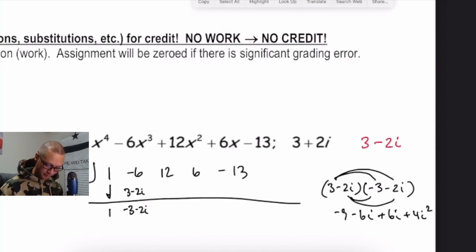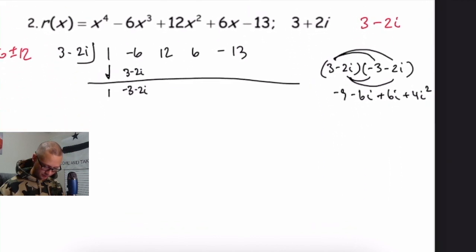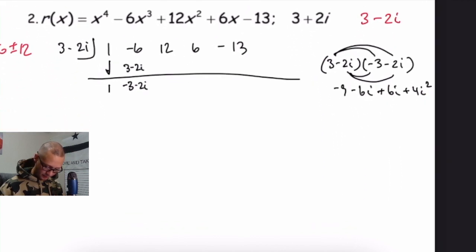Combining like terms, we get negative 9. Those cancel. And this would be minus 4, right? Because i squared is really negative 1. So it just flips the sign. So we're going to get negative 13.